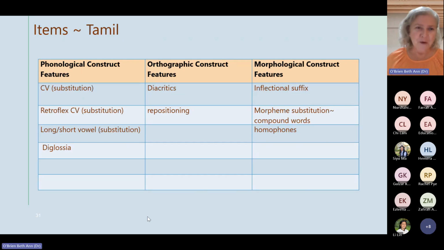Just going to take a drink while you look at the constructs for Tamil.